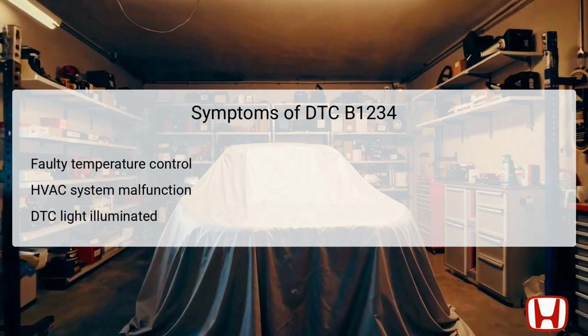When DTC B1234 is triggered, several symptoms may manifest, primarily involving inadequate temperature regulation within the cabin of the vehicle. Drivers may notice that the climate control system is no longer effectively managing the airflow temperature as per their settings, leading to discomfort. The heating or air conditioning might operate sporadically or fail to engage altogether. Moreover, the HVAC system performance may be erratic, responding inaccurately to adjustments made by the driver.